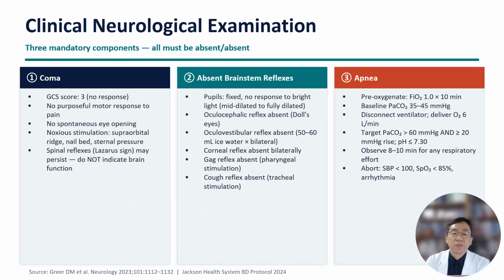Alright, prerequisites cleared. Now we move to the clinical exam. There are three mandatory components, and every single one must be confirmed absent. If even one is uncertain, you are not done. Component 1, coma. The patient must have a GCS of 3, that's the floor. No motor response to pain, no spontaneous eye opening.